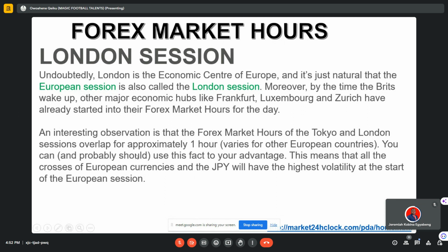It means that with the Tokyo and London sessions overlapping, you get a lot of volatility trading GBP/JPY and EUR/JPY. Most trading activity starts here. Trading pound yen, there is more volatility between 8 o'clock and 9 o'clock, because of the market overlaps.